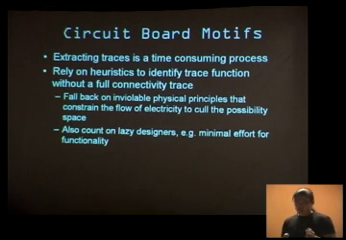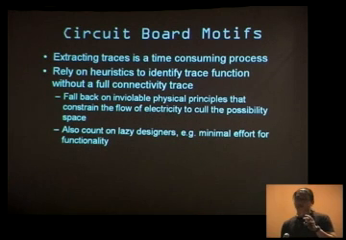So even though extracting traces is useful, typically if I'm reversing a circuit board, I only pull out one or two traces at a time. The critical ones, I don't want to spend all day extracting traces. It's kind of like going through the actual binary of an executable and translating to assembly instructions and trying to trace it out like that. So what I usually do is I rely on heuristics to identify the trace function without the full connectivity of the traces. So what you do is you fall back on inviolable physical principles that constrain the flow of electricity to cull the possibility space.